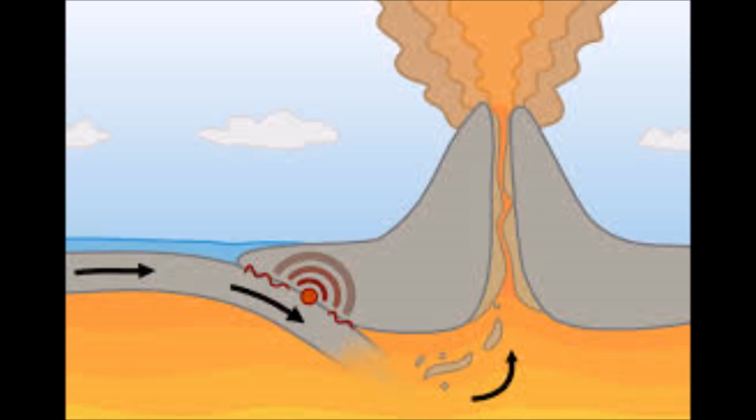Where the oceanic plate is pulled down underneath the continental plate and melts, this area is called the subduction zone.